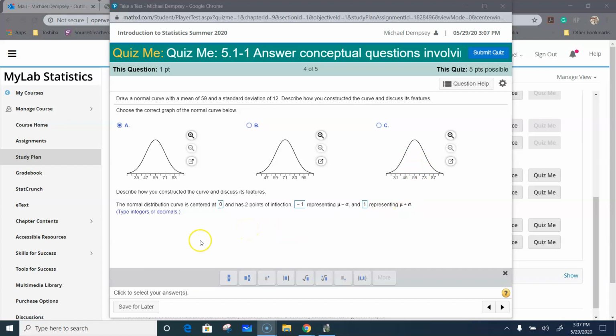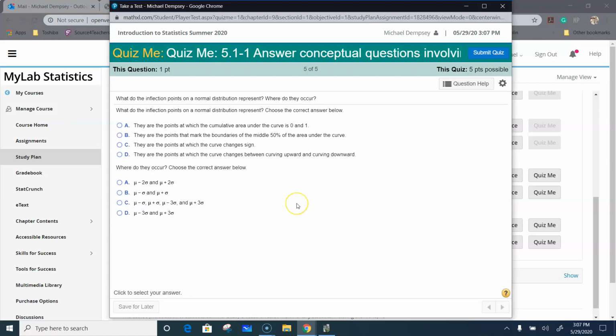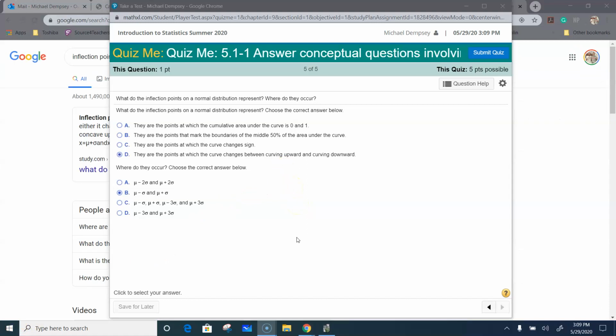So the normal distribution curve is centered at, well, that should be centered at the mean. I suppose that should read standard normal curve, but it's going to be centered at 0 and has 2 inflection points. It starts to bend away there at -1, where we go a standard deviation below the mean, and at +1 above the mean. Okay. What do the inflection points in the normal distribution represent? They're the points where the curve changes from concave up to concave down, where the bend appears a little different.